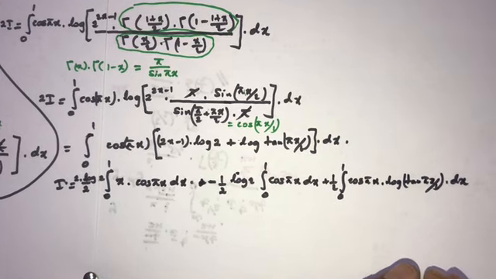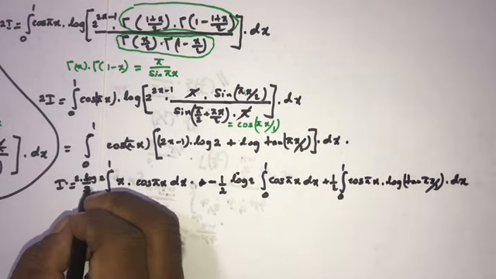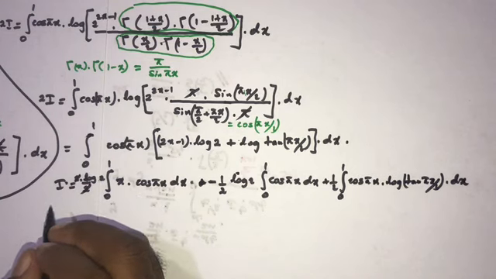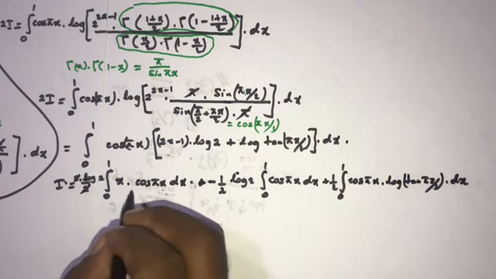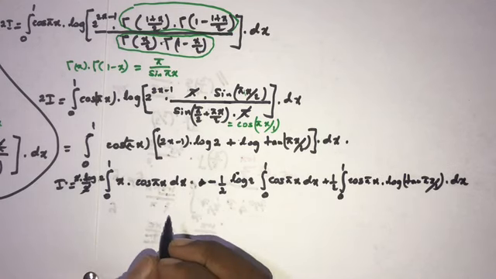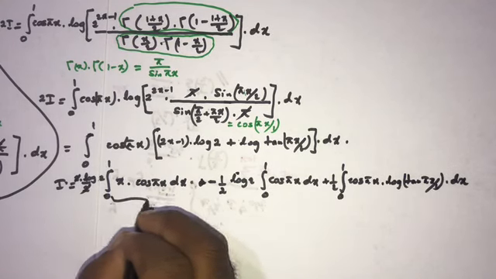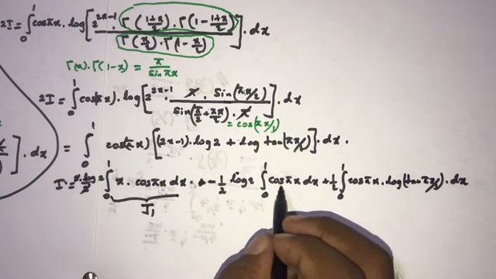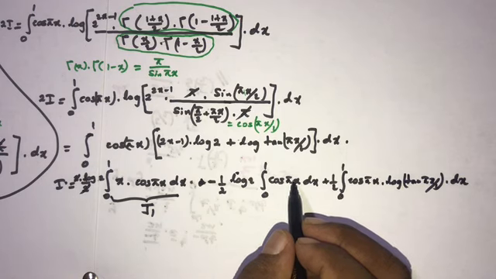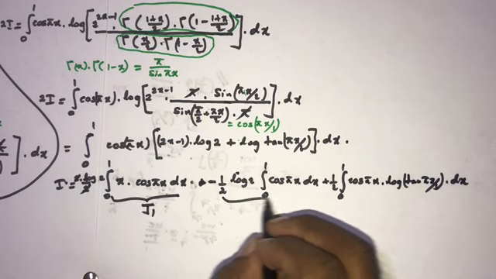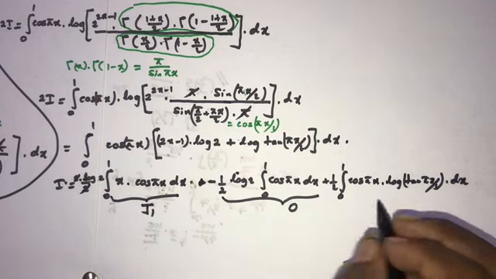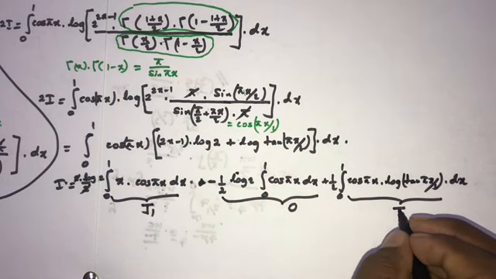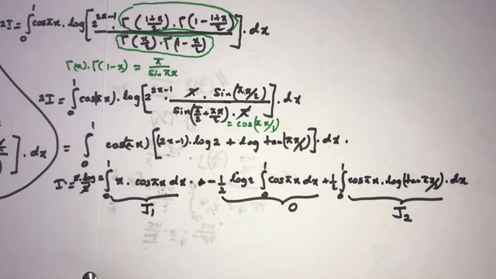Okay, then we can simplify this: 2 gets cancelled, and here we have x times cosine of pi x dx. So I am going to take this integral as J1. Here, for cosine of pi x, we know the integral is sine of pi x over pi from 0 to 1, so this is going to be 0, and this integral I am going to take as J2.